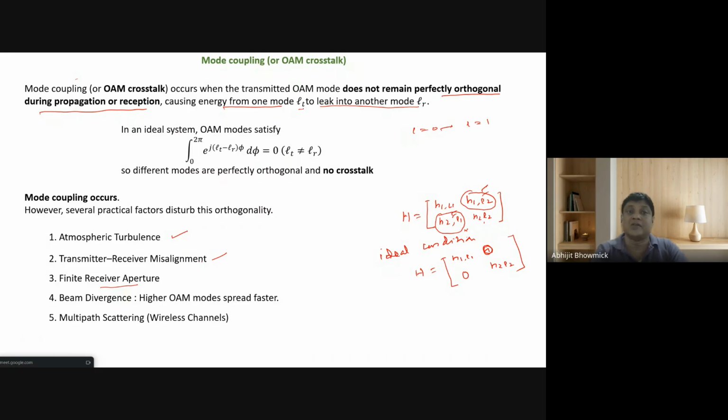Beam divergence: already told you, higher order modes spread faster. If you use higher order modes, they diverge faster. In that case, mode coupling occurs, and multipath cascade. So these are the reasons why mode coupling or crosstalk occurs.